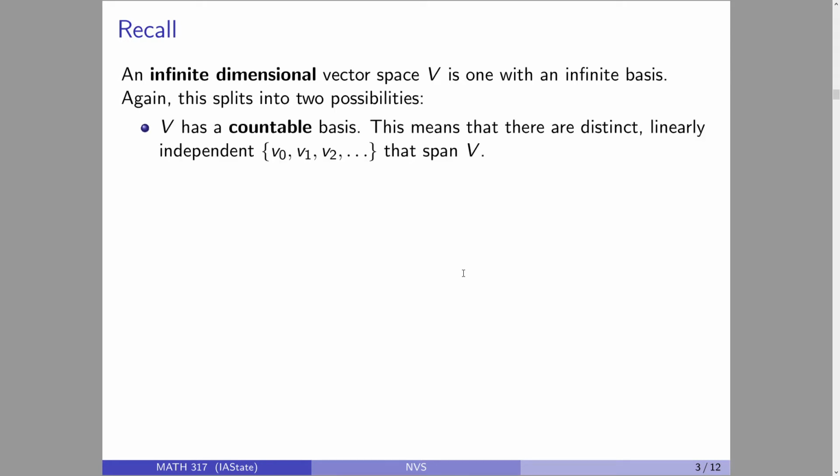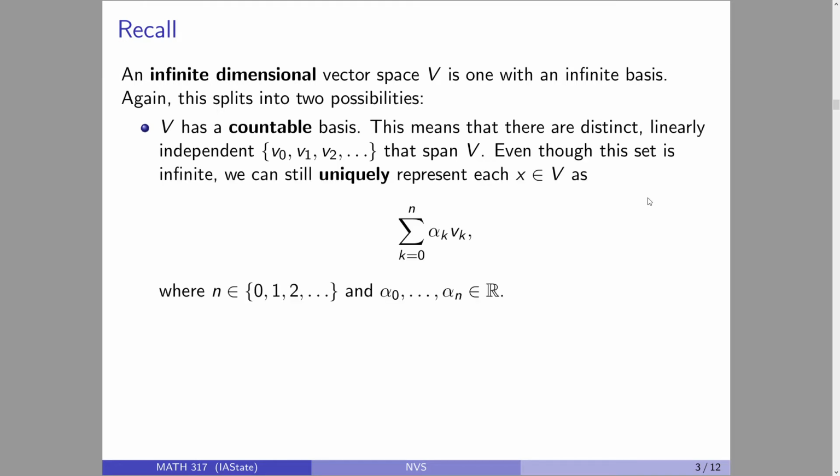Okay. So then for the infinite dimensional case, there's still two possibilities. The first one is if you're countable. So if there is a nice infinite list, there's a first thing, a second thing, and a third thing. And note I started at 0 here. I counted incorrectly. But anyway, if you have a countable basis, that means you've got a list like this that's distinct, linearly independent, and spans V. So even though it's an infinite set, we can still represent everything as a unique finite sum, where you just need to go far out enough in the list in order to do it, and find the constants.